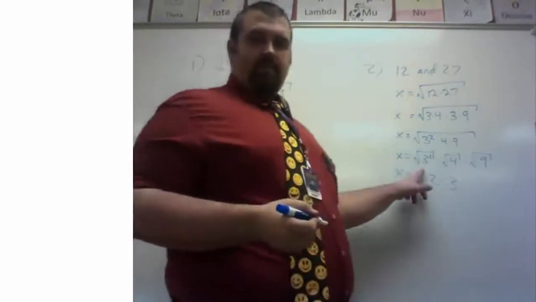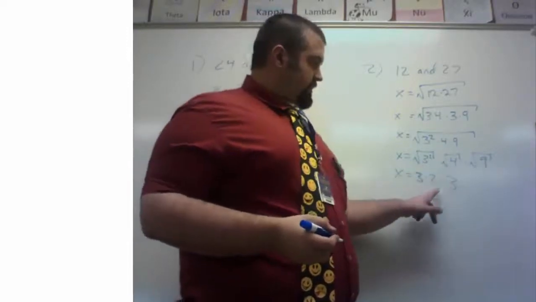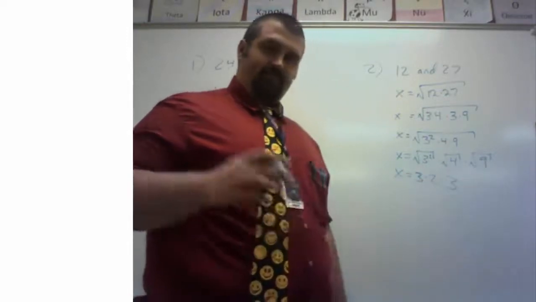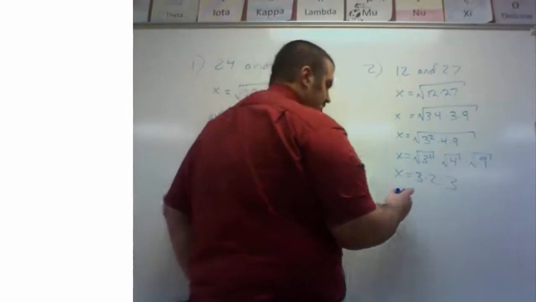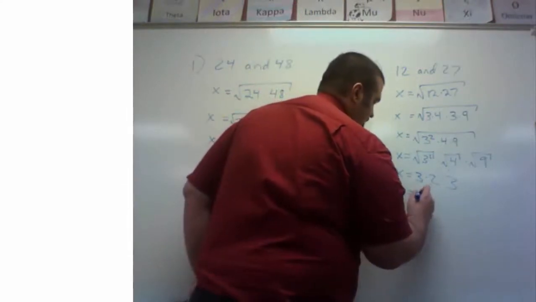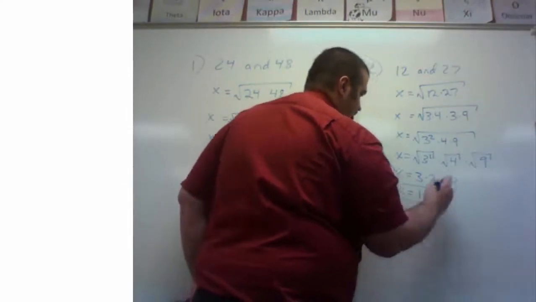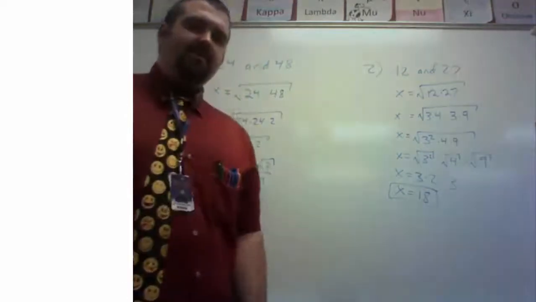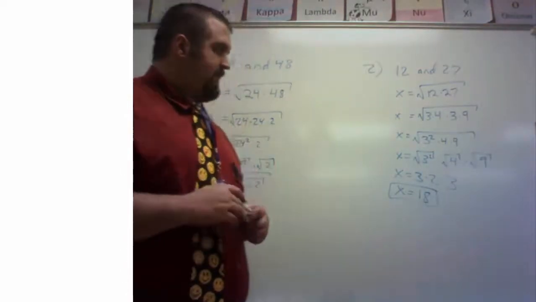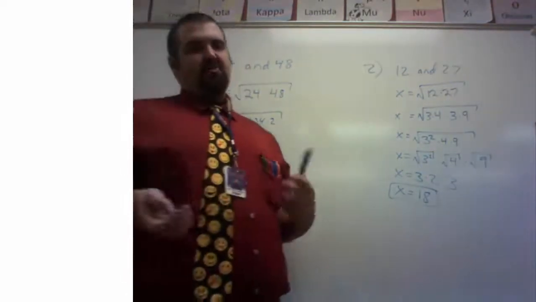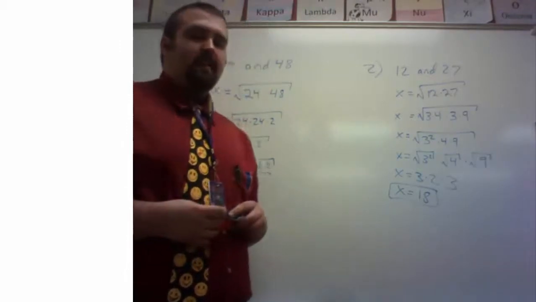Square root of 3 squared is 3. Square root of 4 is 2. Square root of 9 is 3. 3 times 2 is 6. 6 times 3 is 18. In this case, you get a positive whole number. And yes, 18 is a geometric mean of 12 and 27.